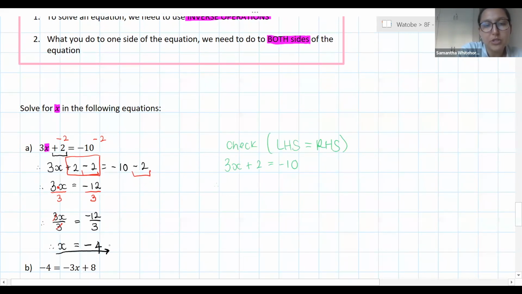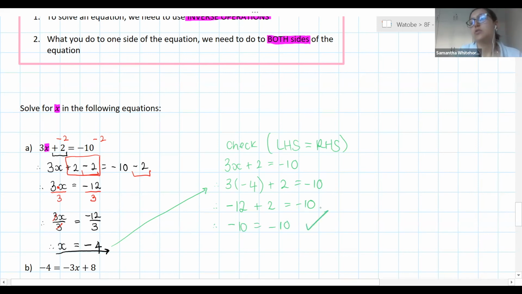I can then substitute this answer into place of x. So 3 times -4 plus 2 should equal -10. We know that a positive times a negative is a negative. 3 times 4 is then 12. So we've got negative 12 plus 2 equals negative 10. And we know that negative 12 plus 2 is negative 10. And because my left-hand side is equal to my right-hand side, I know that I've solved correctly for x.